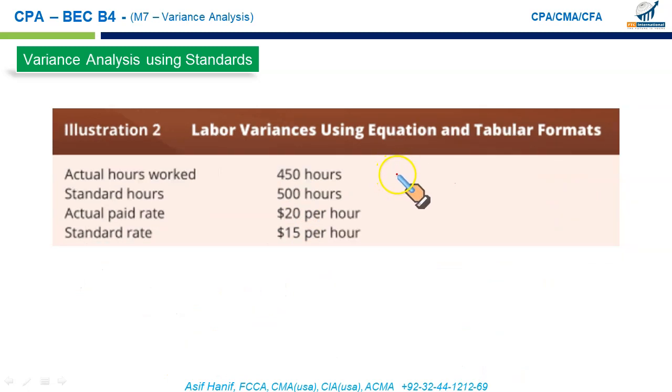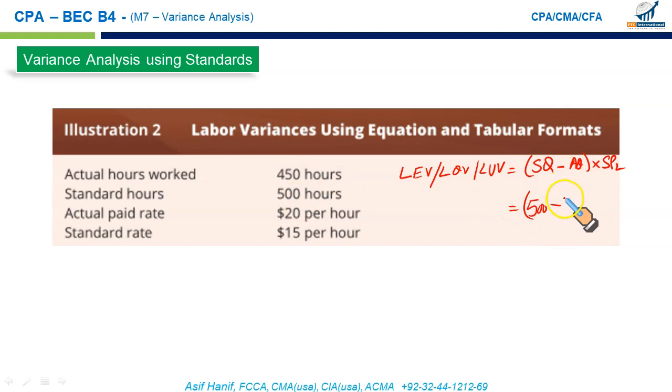Now let us do the same for the labor variances. We have two types of labor variances. Labor efficiency variance, or the labor quantity variance or the labor usage variance, is equal to the standard quantity of hours they should have used minus actual quantity of hours they actually used, multiplied by the standard price we pay to our labor. The standard quantity of hours they should have used was 500, but the actual quantity of hours they used for the actual production was 450, multiplied by the standard rate of labor, 15. Now if you simplify this, it's going to be positive $750, and in my world positive is favorable.